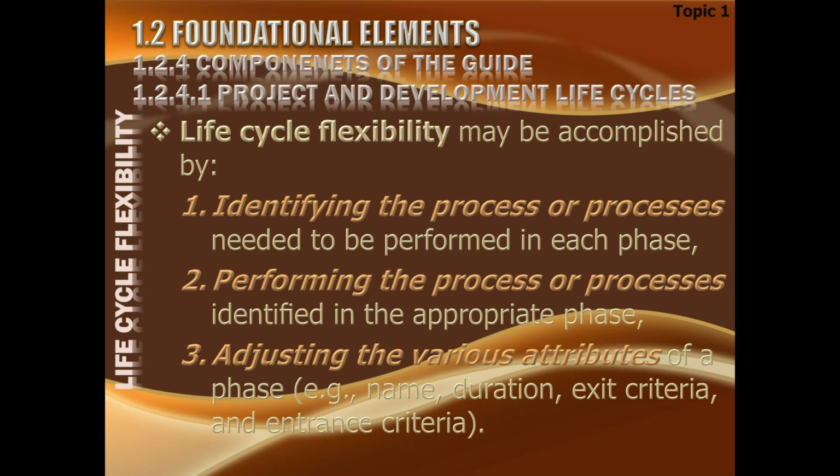Number one, identifying the process or processes needed to be performed in each phase. So what is supposed to be done in each phase? Performing the process or processes identified in the appropriate phase. First you identified it, then you performed it, and then you applied the corrections, adjusting the various attributes of a phase: name, duration, exit criteria, and all that. So this has to be adjusted, and you can have a flexible life cycle.